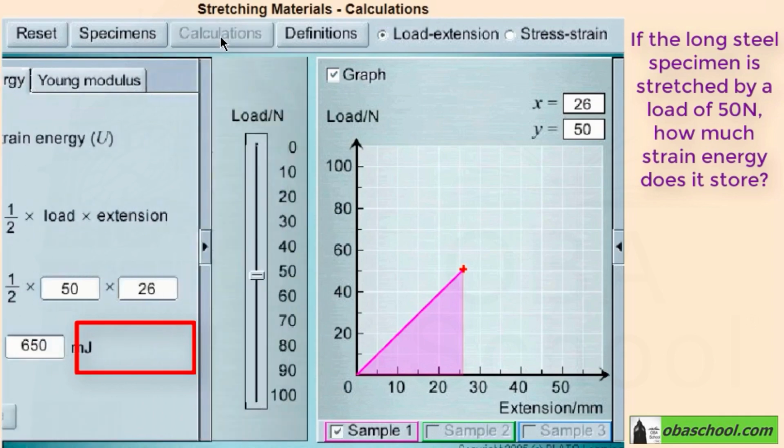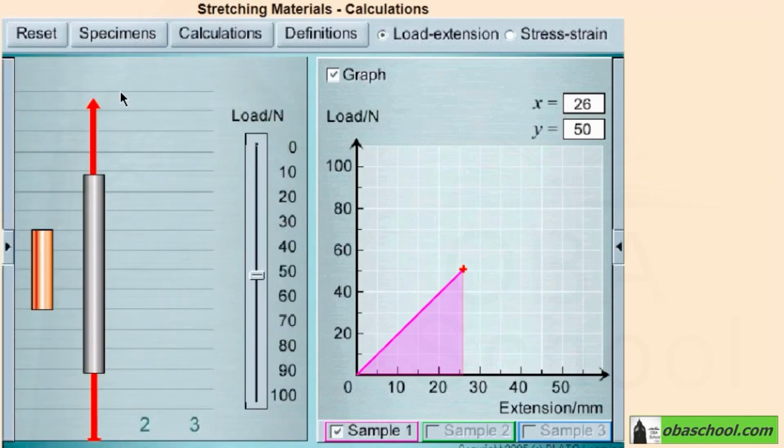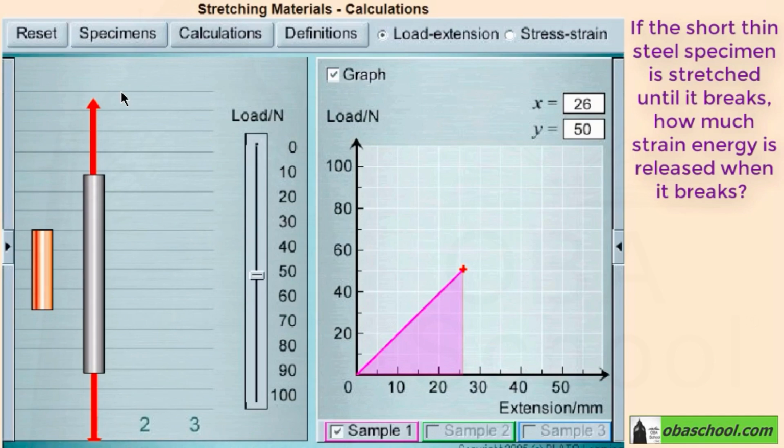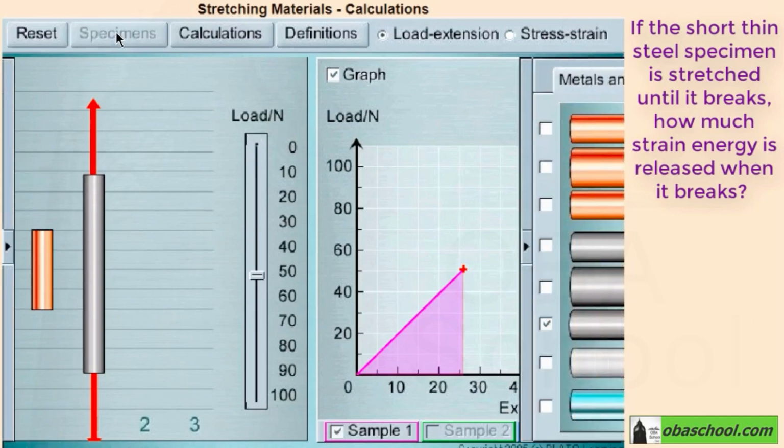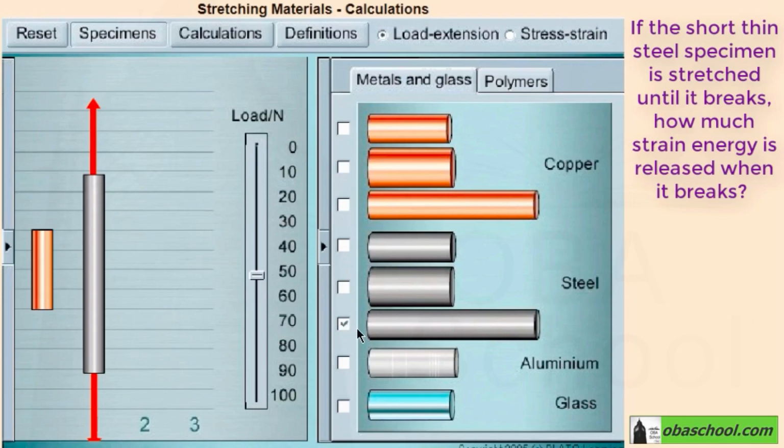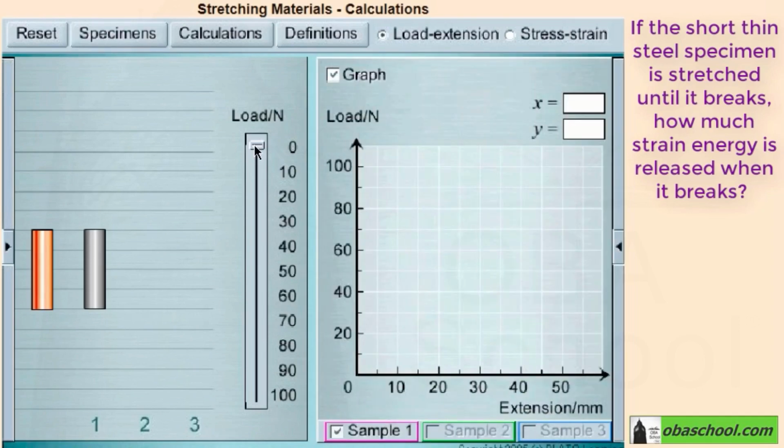Let's proceed. The second question is, if the short thin steel specimen is stretched until it breaks, how much strain energy is released when it breaks? Well, let's select the short thin steel specimen and stretch it until it breaks. So how much strain energy is released when it breaks? Well, let's see the calculations.